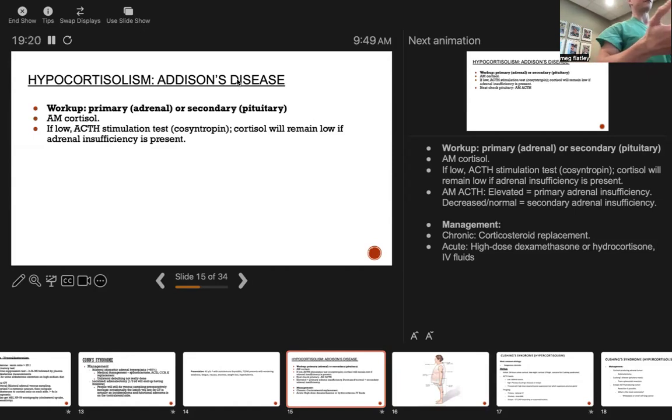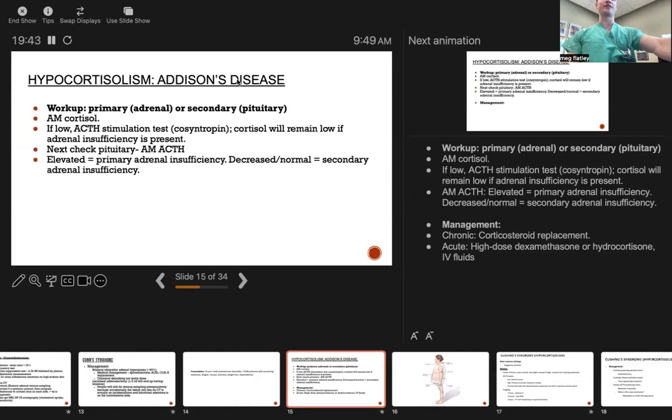So you check your cortisol, you know it's low. That's why they have Addison's in the first place. And then you try to stimulate it. And if it's still low, that means something's not working in the adrenal gland. But you still have to figure out whether it's just from the adrenal gland, or is it also secondary? Is it from the pituitary as well? So that's when you check your AM ACTH level. If that's low, then you're more likely to have primary adrenal insufficiency.